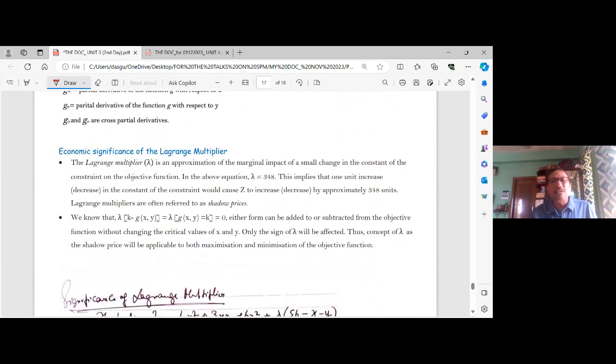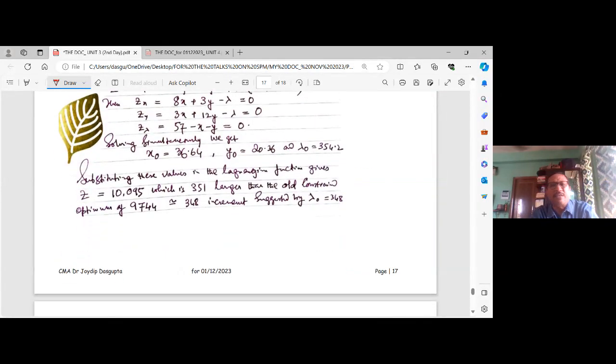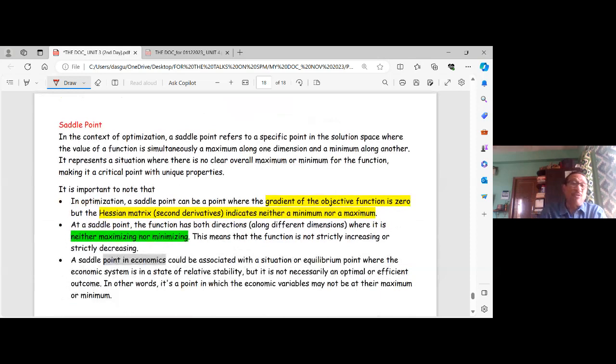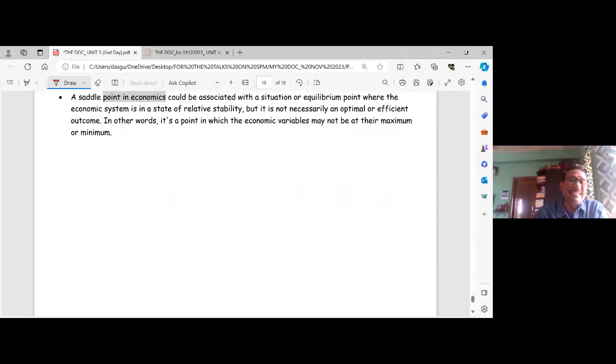Now, the economic significance of the Lagrange multiplier: it gives you a shadow price. It gives the idea of what happens if you increase your constraint by one unit, and so on. So please go through this. It is already 11:36, and of course there is the meaning of the saddle point, where the test is inconclusive.